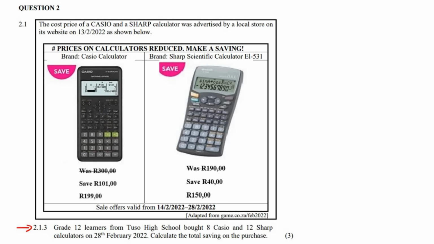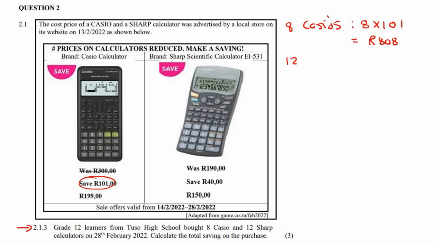This question says, grade 12 learners from Tuso High School bought 8 Casio and 12 Sharp calculators on 28 February 2022. Calculate the total saving on the purchase. Okay, so the sales offer was valid from the 14th of February till the 28th, so they're still okay. So they bought 8 Casios. So how much did they save? Well, for each calculator that they bought, they saved 101 Rand because they were buying it on a special. So the total amount that they saved there would be 8 multiplied by 101, which would be 808 Rand.